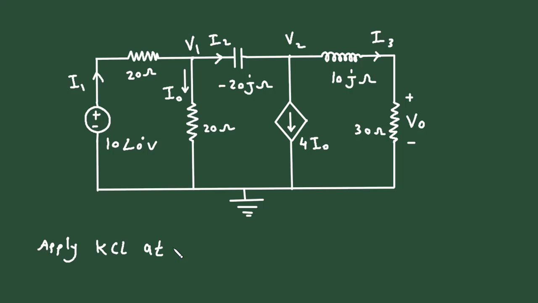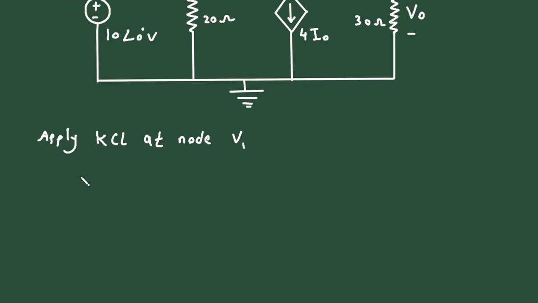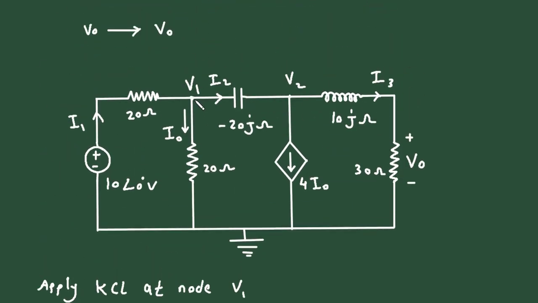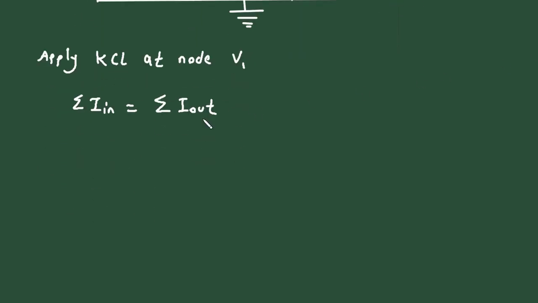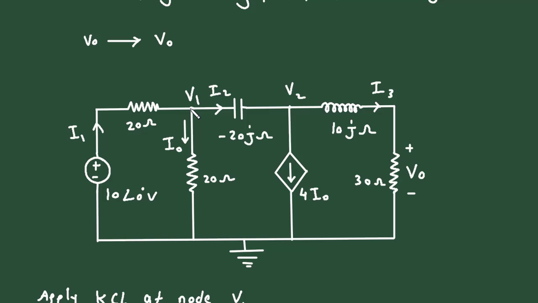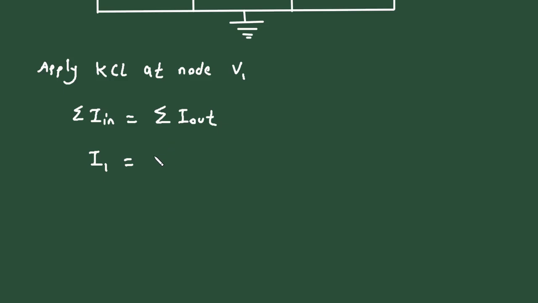Now according to Kirchhoff's current law, summation of all the currents entering a node is equal to summation of all the currents leaving the node. Now here at this node, entering current is I1. So I1 is equal to, now leaving currents are Io and I2, Io plus I2.